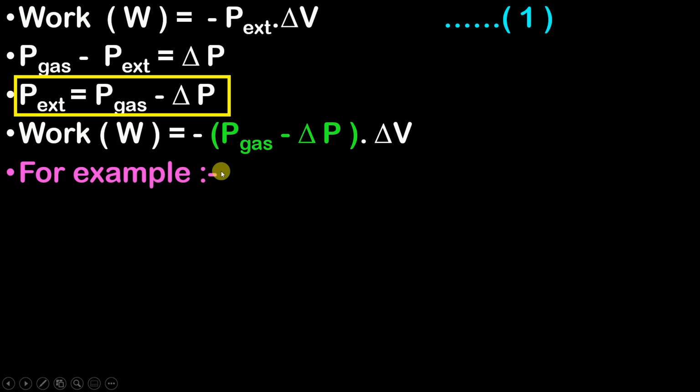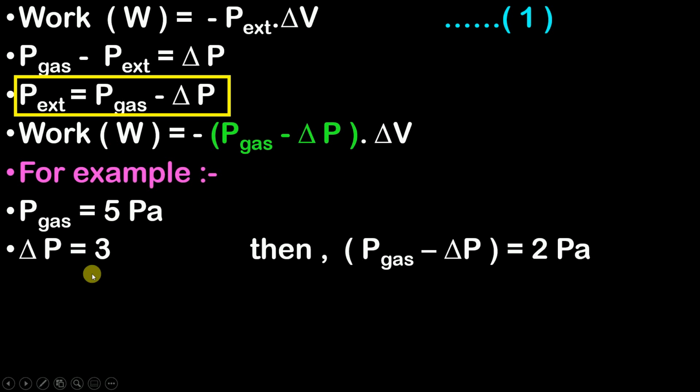Let us take an example and say that the pressure of the gas is 5 pascals, and the difference between both of them is 3 pascals. If the difference between the pressure of the gas and the external pressure is 3 pascals, can I say that the value of this bracket will be the pressure of the gas minus the difference between them, which equals 2 pascals? So in this case the difference is 3, and at that time we are getting 2 pascals as the value of this bracket.